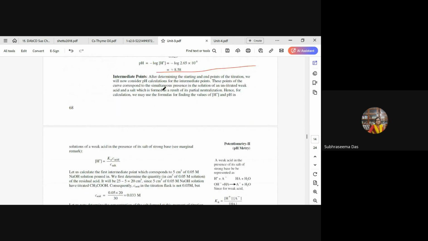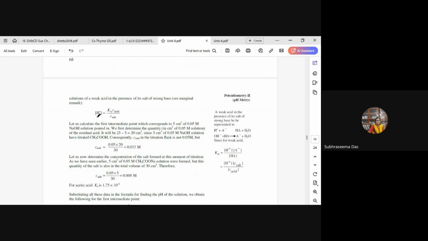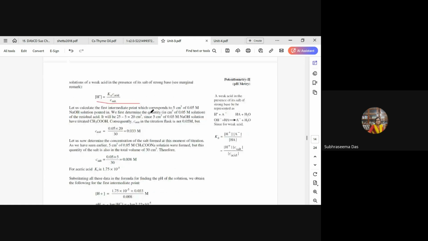Then there will be certain intermediate points. After determining the starting and ending points, we will consider the pH calculations for the intermediate points. These points correspond to the presence of ions in the solution along with untitrated weak acid and salt. This will be given by this formula: H plus is equal to Ka into the concentration of acid by the concentration of the salt.